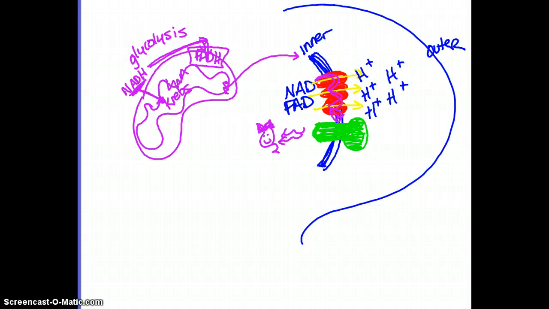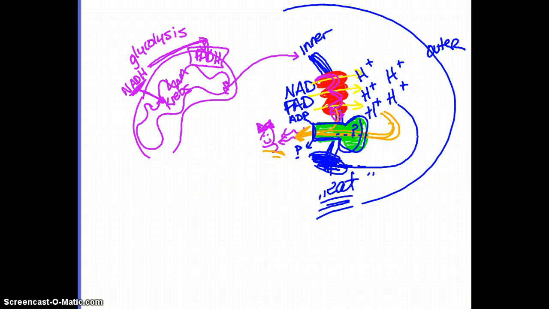So we have an electrochemical gradient, which we learned about in a previous chapter. Here comes our hydrogens, and they're going to travel through ATP synthase. The electrons and the hydrogens are going to hook up with oxygen, and we're going to end up with our water.